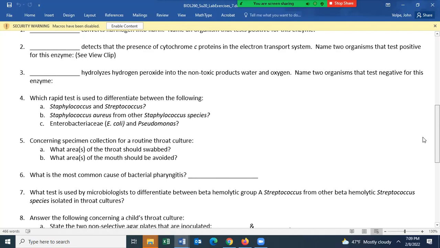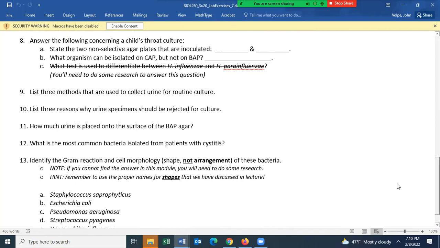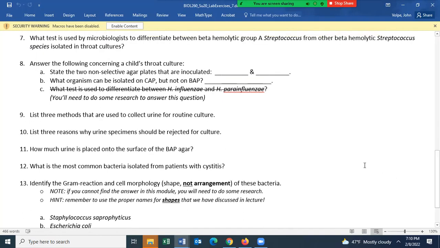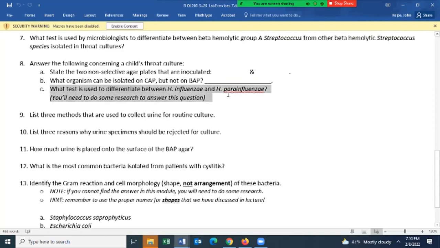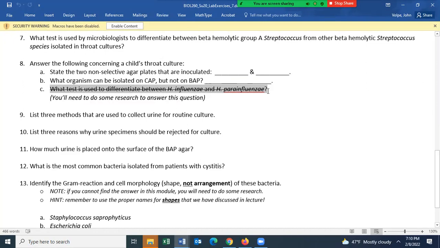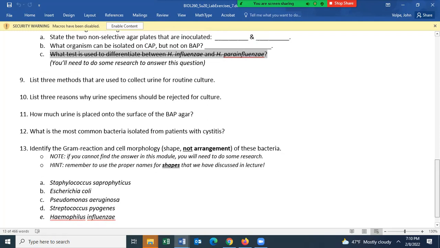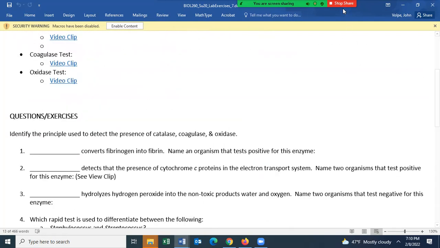All right, if there's no further questions, go ahead and start working on the lab. You'll notice there's one question which is crossed out. That's 8C. You don't need to answer 8C, okay? Because it's not discussed in the lab. You have to look it up online. I just decided you don't need to know it. All right. Go ahead and get started. I'm going to stop the share and stop recording.